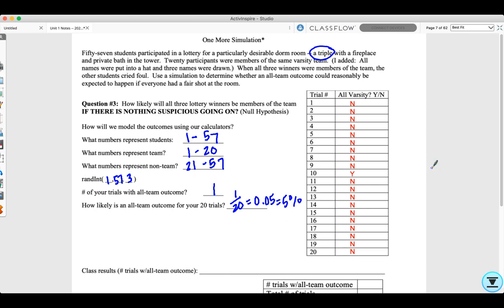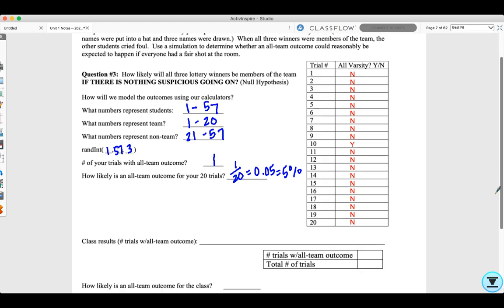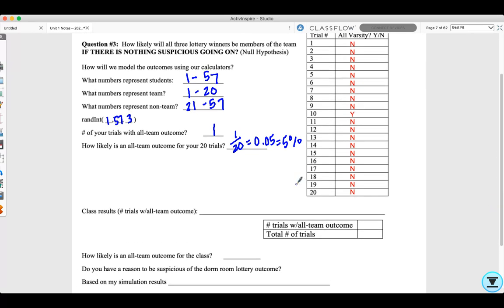Now, my class results were a little different, so I used data from last year. With my class results, I had 1, plus in another class we had 3, and then in another class we had 4. So we had a total of 8. This was out of 60, because I have 3 different classes' results, and we each did it 20 times, so that would be 60. So this would be 8 out of 60.